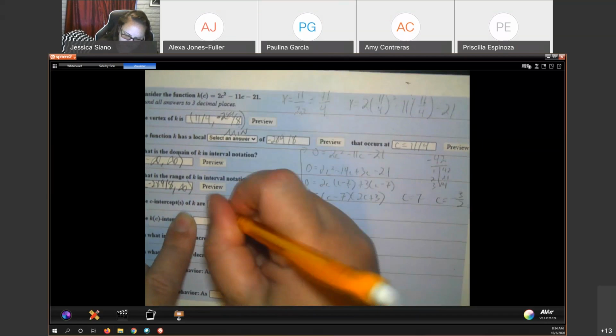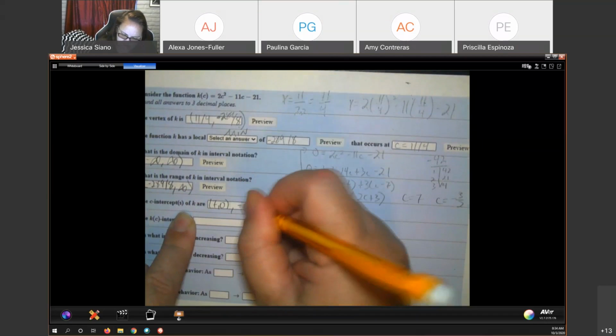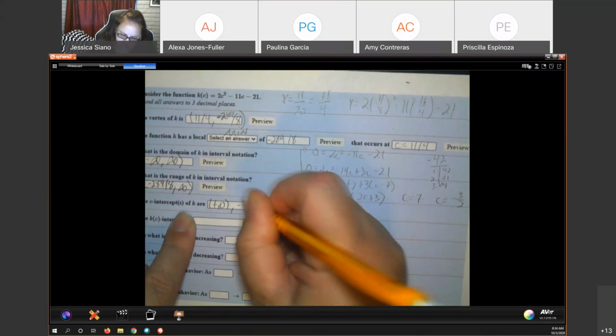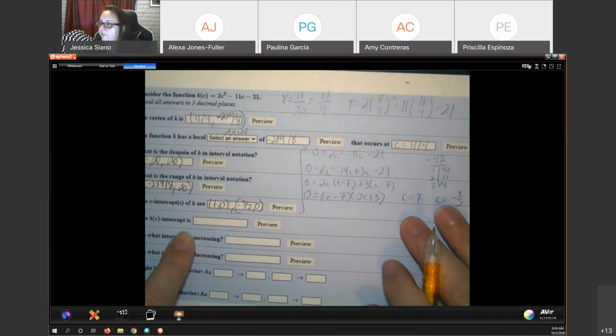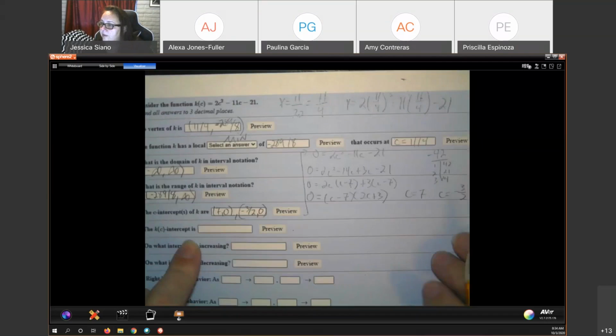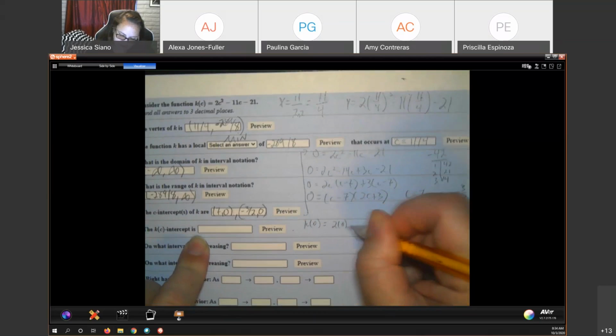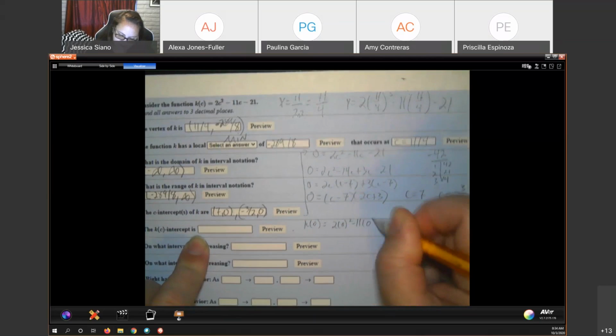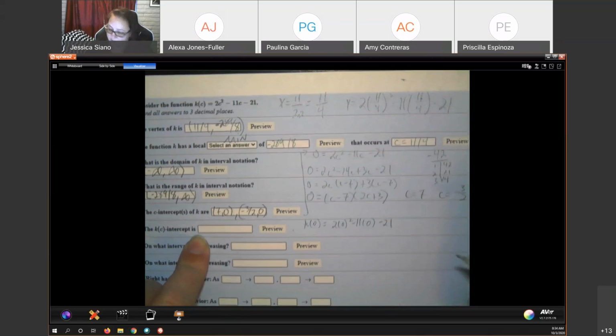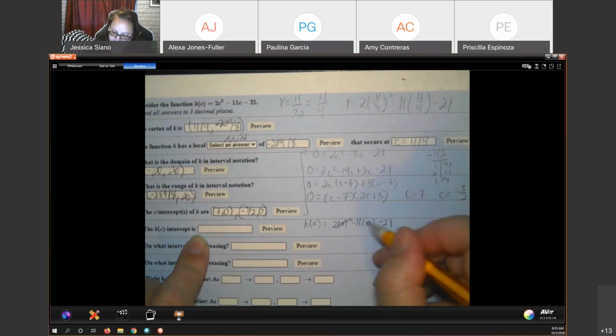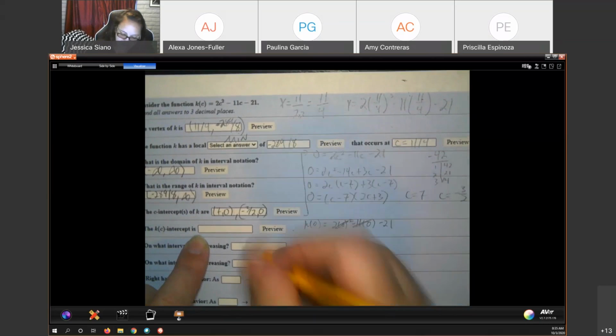So for my k of c intercept, I make x 0. So that would be k of 0 is 2 times 0 squared minus 11 times 0 minus 21. But this cancels and this cancels. They both go to 0. So that is my y-intercept.